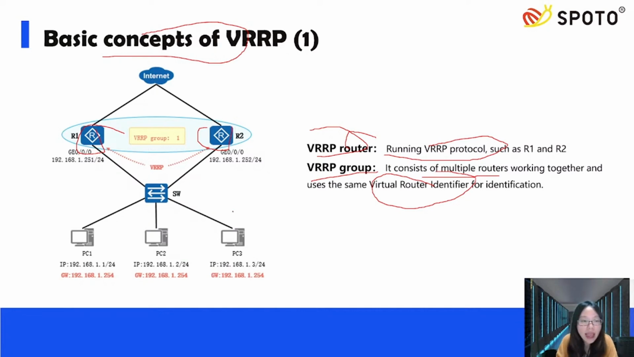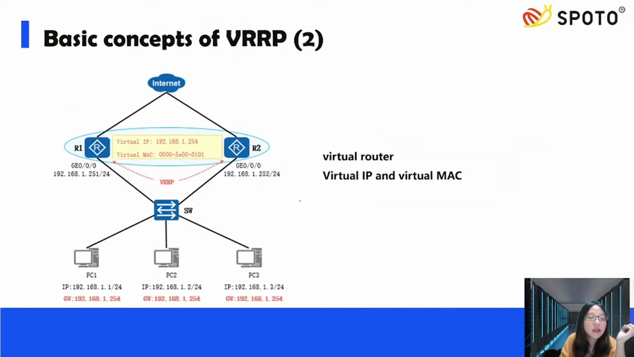Routers belonging to the same VRRP group exchange VRRP protocol messages and generate a virtual router. Only one master router can appear in a VRRP group. Now let's look at the virtual router, virtual IP and virtual MAC.